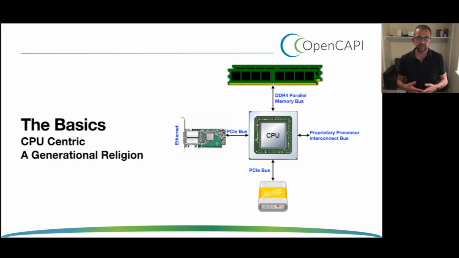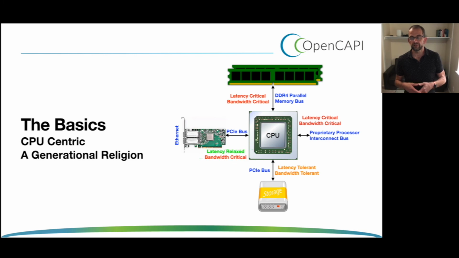We all recognize this CPU-centric architecture, so much so it's a generational religion. We have the memory bus, which is latency critical and bandwidth critical. The processor interconnect buses that are all proprietary, that are latency critical and bandwidth critical. Then we have storage attach, which is more latency tolerant and bandwidth tolerant. And finally, we have the network attach, which is frequently latency relaxed and bandwidth critical.